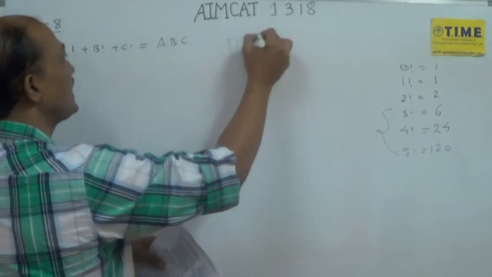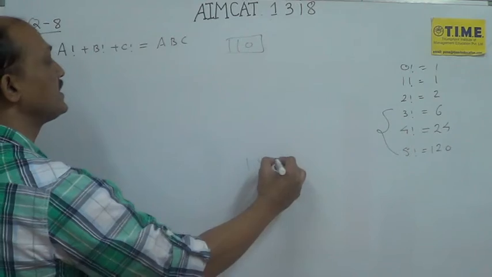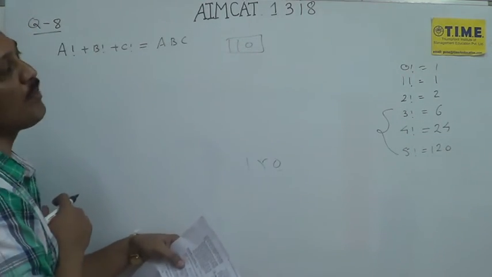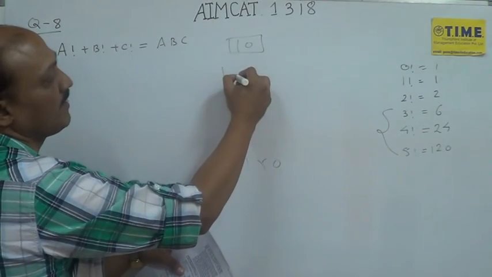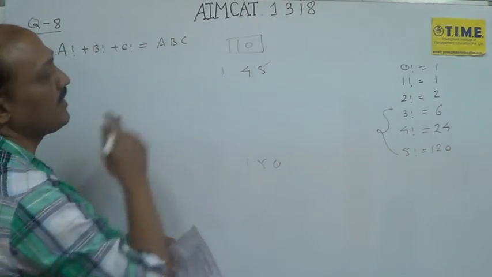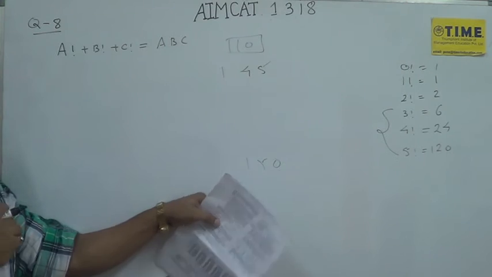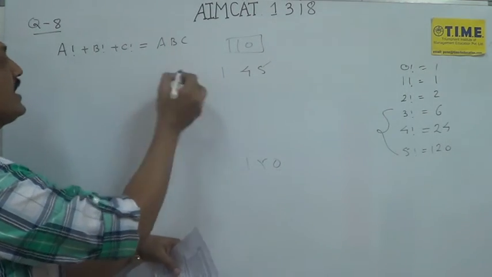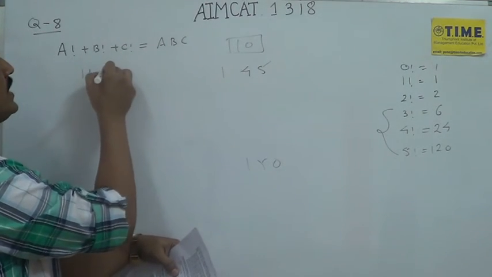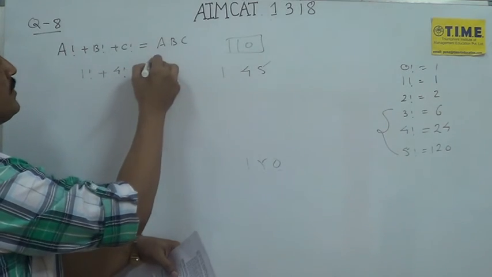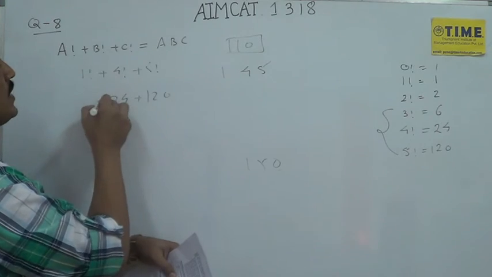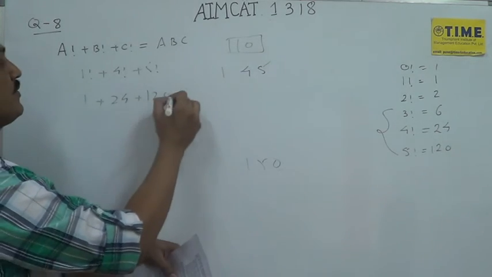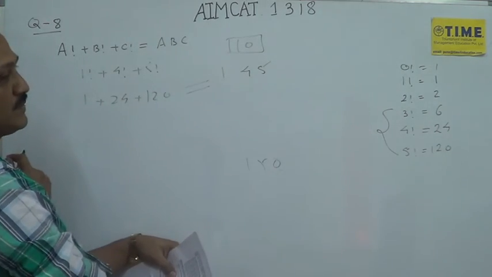The next option, of course, is 10. Now, the next option is 10, meaning the sum of the digits is 10. Let's take the combination of digits which will give me 10. For example, I can have 1, 4 and 5, which is less than 150. And if I check the left hand side, 1 factorial plus 4 factorial plus 5 factorial is 120 plus 24 plus 1, which happens to be 145, and which fits.